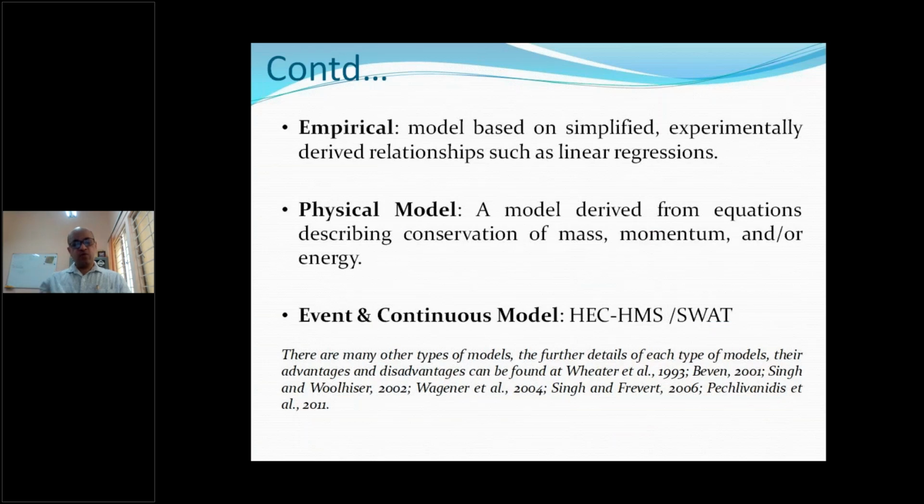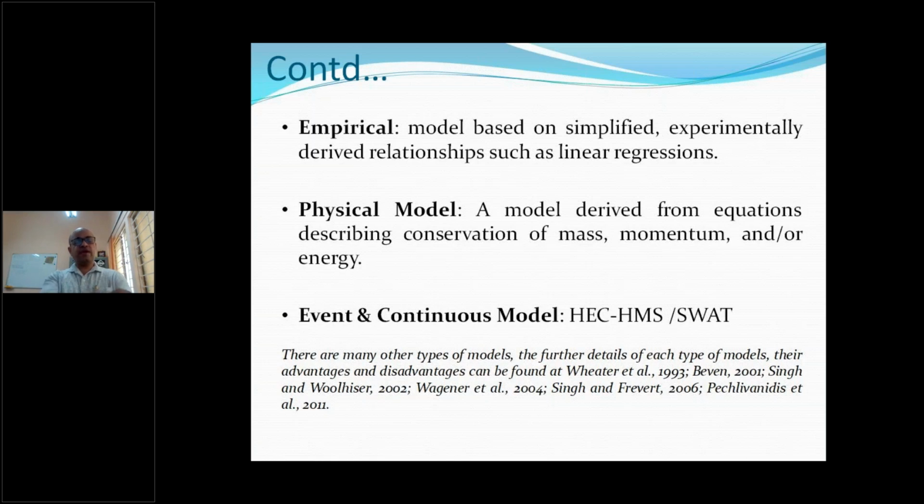Now there is one more classification of models: empirical, physically based, and conceptual models. Empirical is if you establish a simple linear or any kind of regression relation between the observed inputs and observed outputs, and you extrapolate that relation to an unknown area, that will be called an empirical model. Now, a physically based model will try to convert the actual physical process into mathematical formulas. Those are called physically based models.